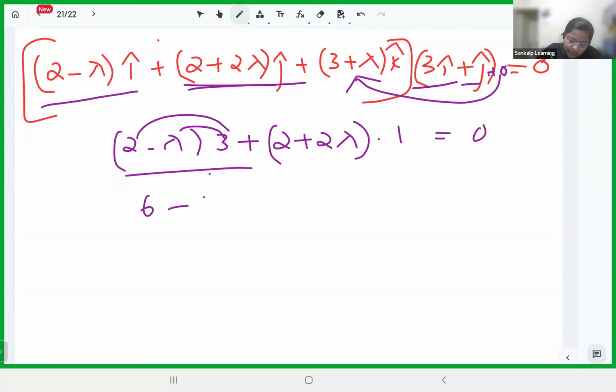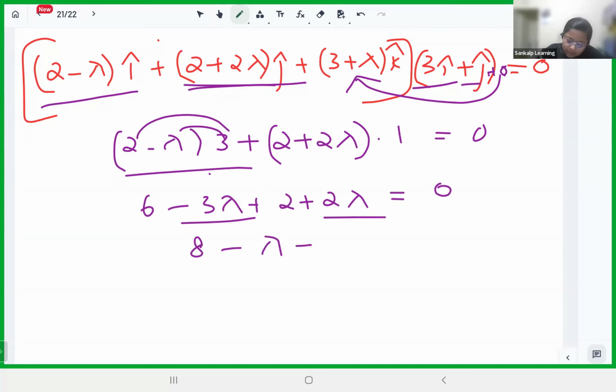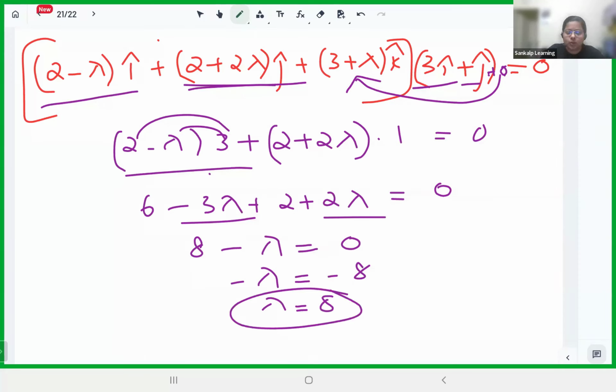So this is equal to 0, which means you have to take it like this, right? 2 times 3 is 6, minus 3 lambda plus 2 lambda equal to 0. 6 plus 2 is 8. Then minus 3 lambda plus 2 lambda is minus lambda, that is equal to 0. Minus lambda equal to minus 8, so lambda equal to 8. Lambda is equal to 8. So we have got the value of lambda.